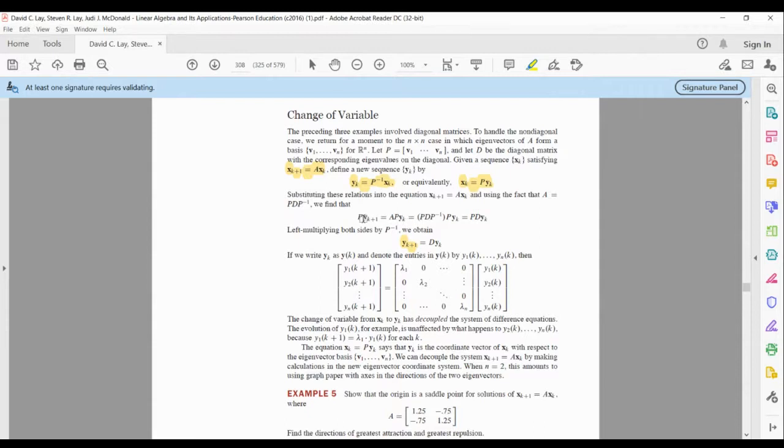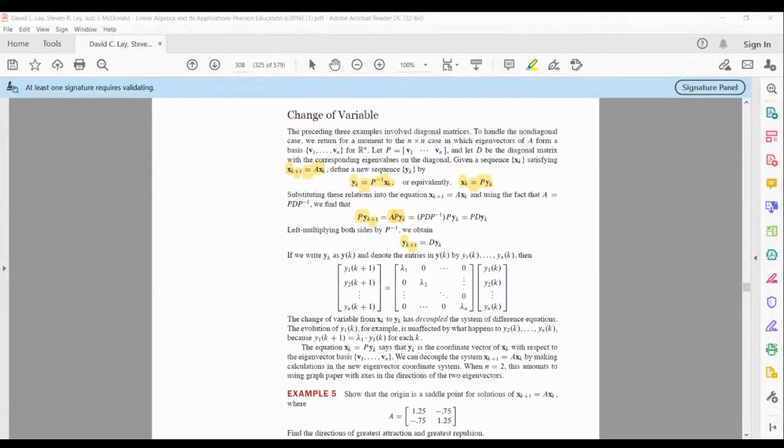Well, if we take P times y sub k plus 1, that would equal A times P times y sub k. And that's because, hold on here now, one moment. What I'm trying to do is get comfortable with that: P times y sub k plus 1 equals A times P times y sub k.